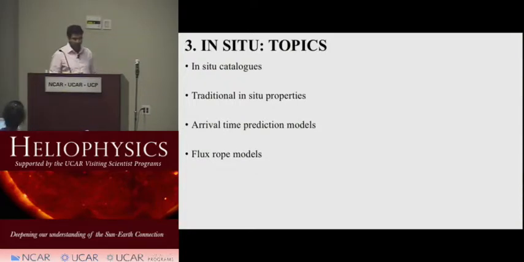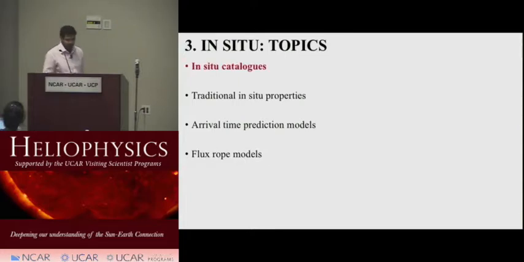And within this in situ topic, I'm going to talk about four different structures, really. Catalogs where you can get all your data again. The traditional properties, which is what I'll try to skip over a lot of. And then I'll start going into two more intriguing things, which is a slightly broader picture: arrival time prediction models, so for forecasting, and models of the actual flux rope itself as detected by in situ measurements. So we have an idea of what its analytical solution should be.